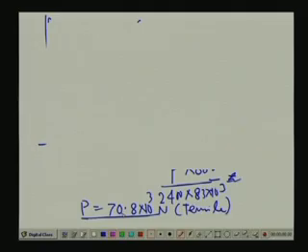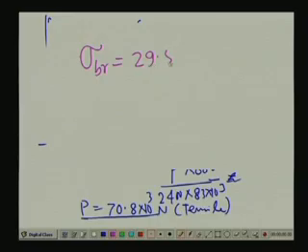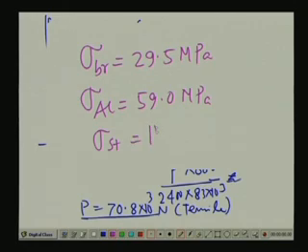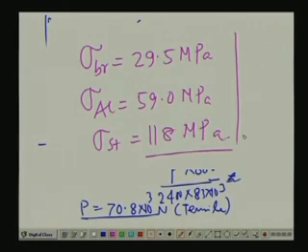And hence the stresses which we get from this are: in the bronze part, sigma bronze is equal to 29.5 MPa, sigma aluminum is equal to 59 MPa, and sigma steel is equal to 118 MPa, which will be P divided by the respective cross sectional area.